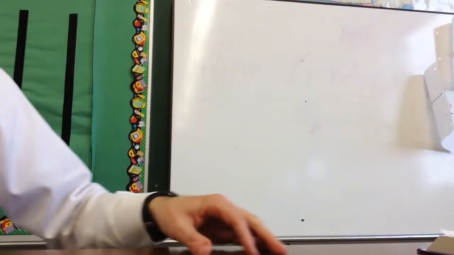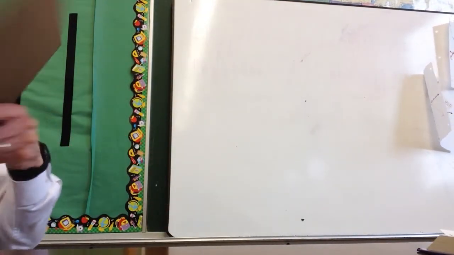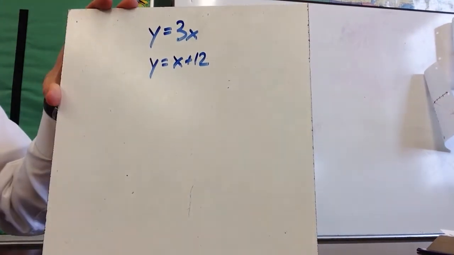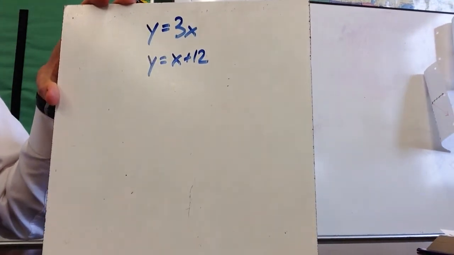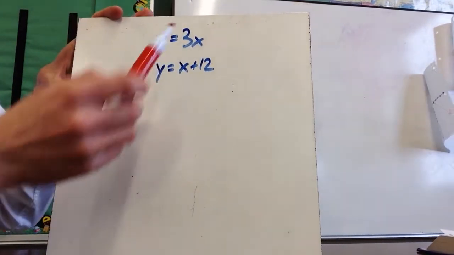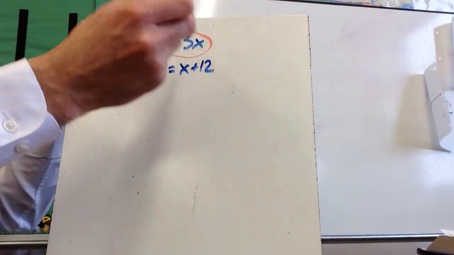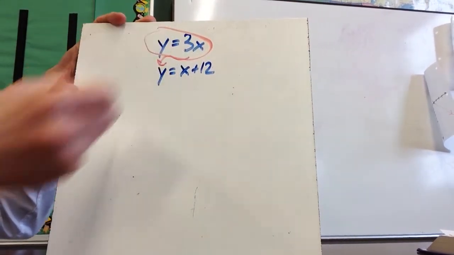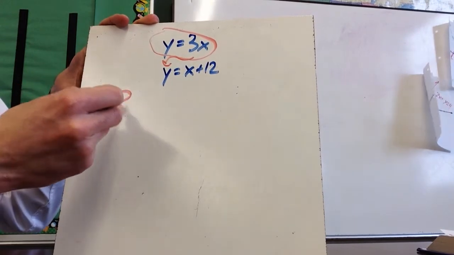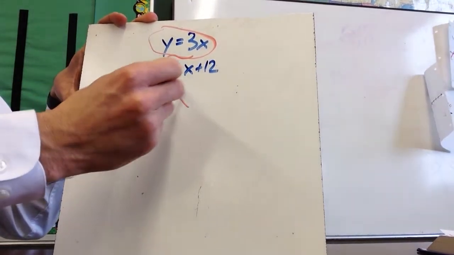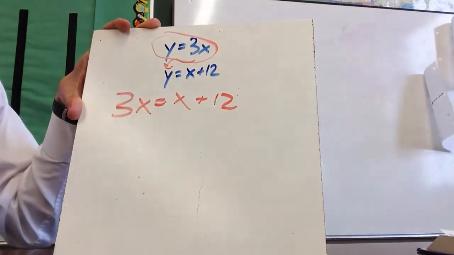All right. Now let's try another one. This time we're going to do this without graphing, simply using substitution. Y equals 3x. Y equals x plus 12. Since I know that y equals 3x, and I know that y equals x plus 12, I'm going to take this 3x and substitute it in for y. So I've got 3x equals x plus 12.